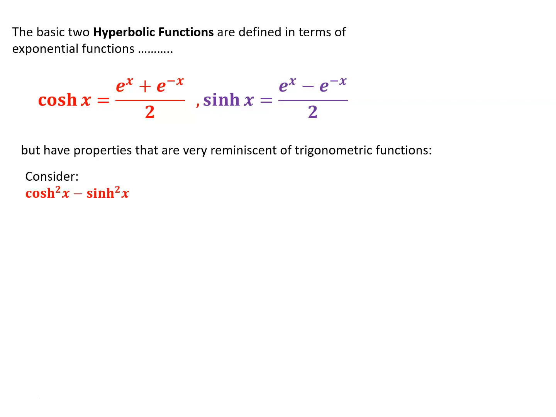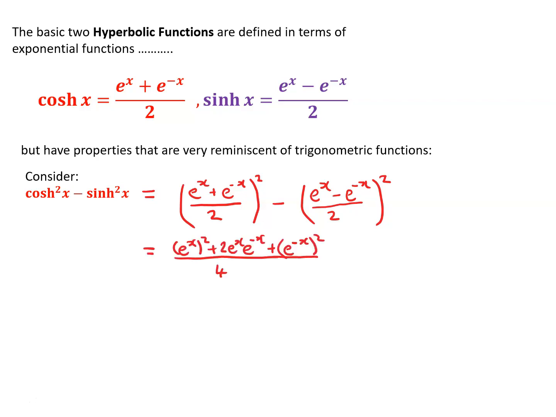So consider, for example, cosh squared x minus sinh squared x. Well, if we make use of the definitions, cosh x is e to the x plus e to the minus x over 2. So cosh squared x is e to the x plus e to the minus x over 2 all squared. And then sinh squared x is going to be e to the x minus e to the minus x all over 2 squared.